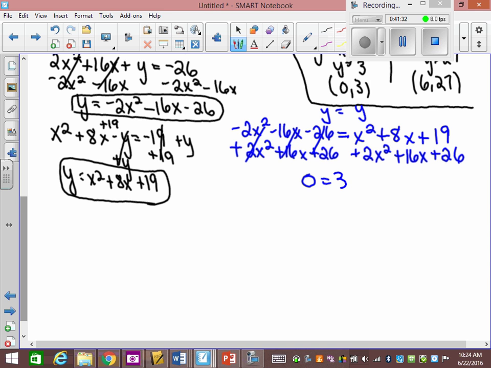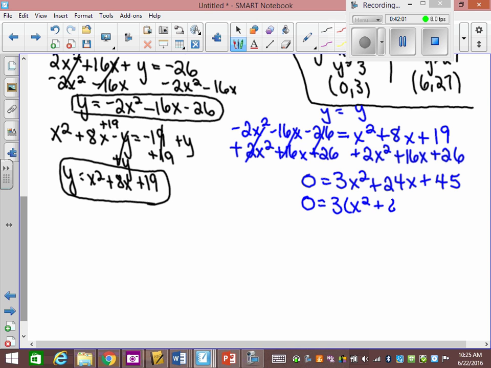So you get 0 equals 3x squared plus 24x plus 45. Then we ask ourselves, can we take a 3 out of all of them? Because if we can, then we could do product sum instead of decomp. Can you take a 3 out of 24? Can you take a 3 out of 45? Yes. It works.